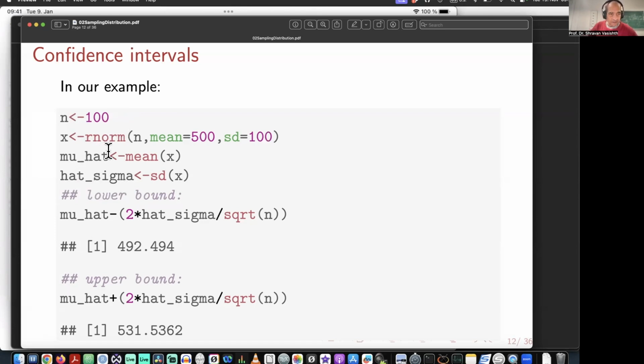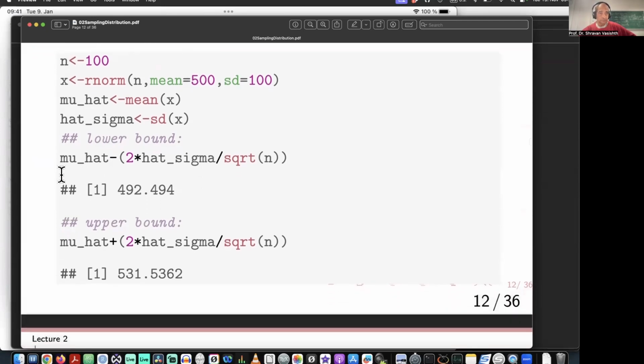Oh, this is funny. Sorry. It's very foolish of me to actually have mu hat here and hat sigma here. I should have written sigma hat here. I'll just fix that, okay? I'll just fix this after the lecture. Sorry about that. And so what I'm doing here is I'm computing the lower bound of the 95% confidence interval.